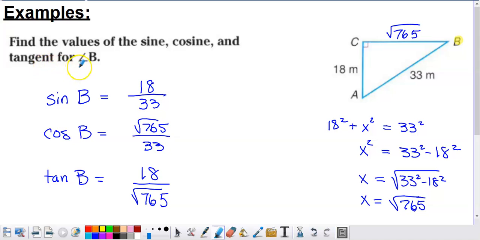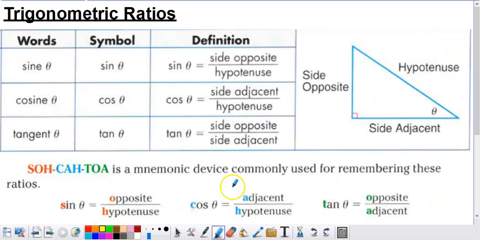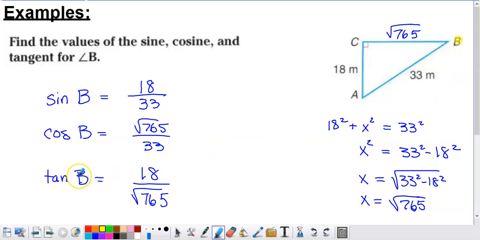And then when we go for tangent of angle B, think about that last syllable, TOA, from that Sohcahtoa word, right? TOA. So tangent is equal to opposite divided by adjacent. So find the angle that you're trying to do this ratio for. Once again, it's angle B. That angle hasn't changed throughout this entire example. So when I do tangent of angle B, I'm going to take opposite, which is 18, and divide by adjacent leg, which is square root of 765. So opposite's on the other side, adjacent is along and is not the hypotenuse.